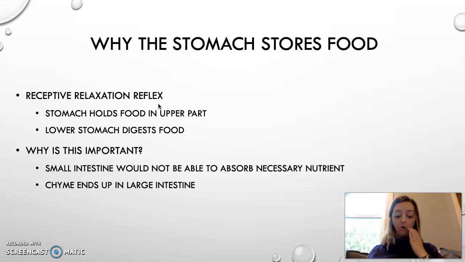more chyme would end up in the large intestine, and the large intestine isn't designed to absorb nutrients like the small intestine is. So then all this excess chyme would go in there, which would create excess feces, which then would lead to diarrhea. And of course, we don't want diarrhea because then the body is becoming dehydrated and cannot function normally.